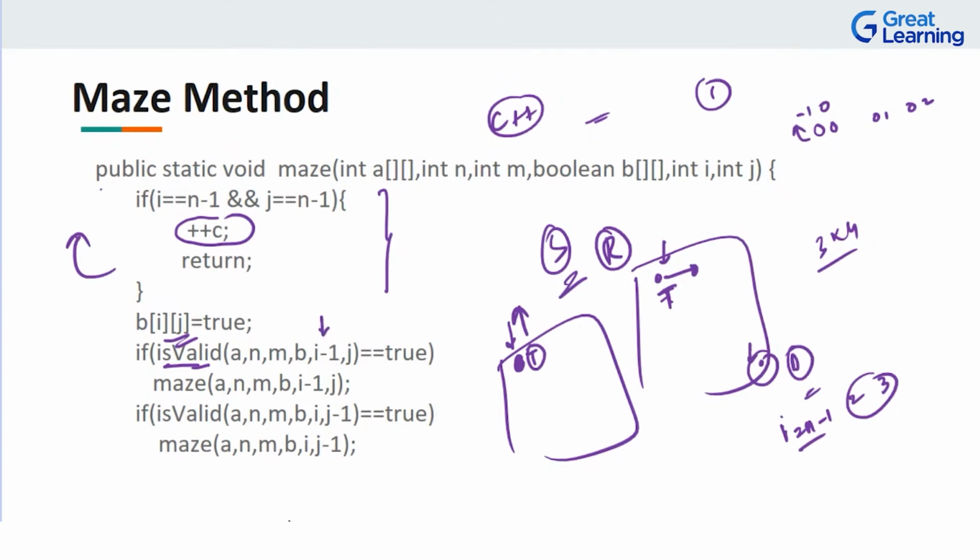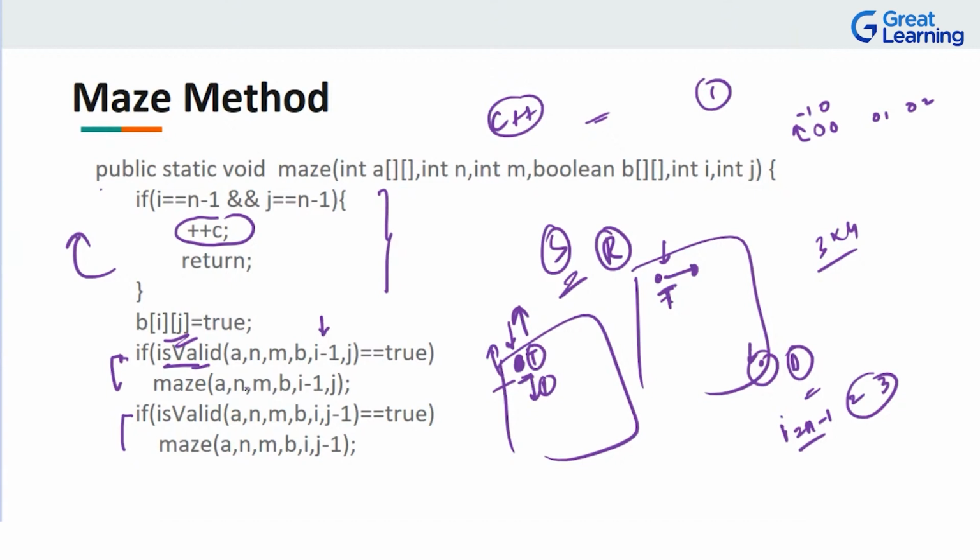So we are checking, is there a path that is above this position? We checked isValid, and isValid returned false. So there is no path, so this will not be executed. Then we check, is there a downwards path? Let's suppose there was a 1. So there is not a path there either.